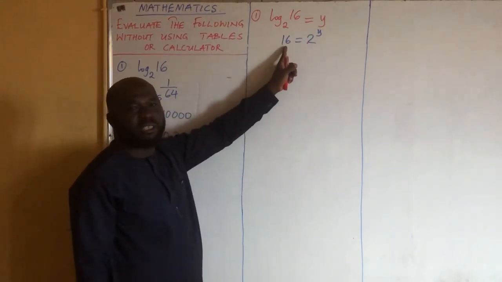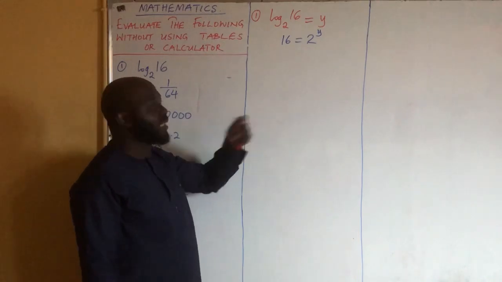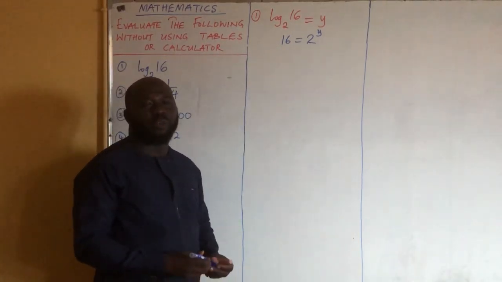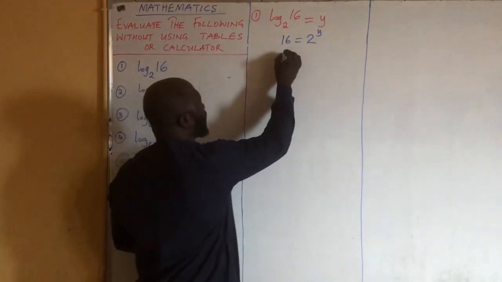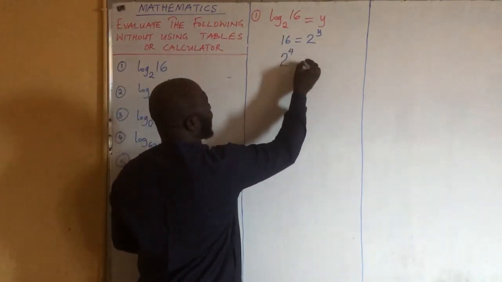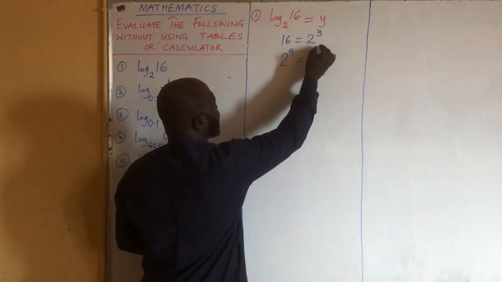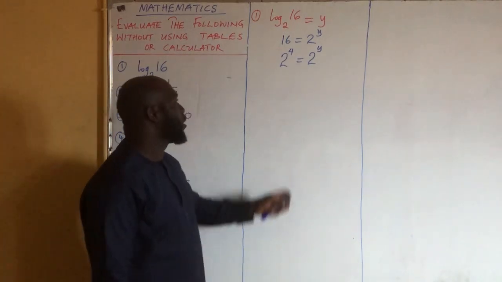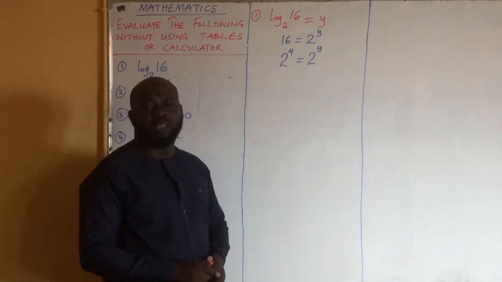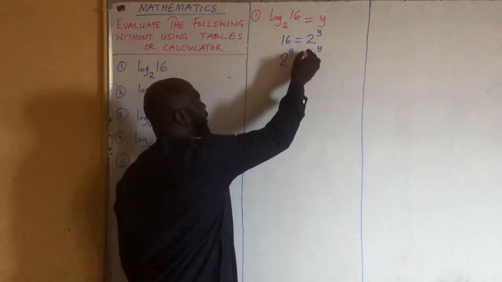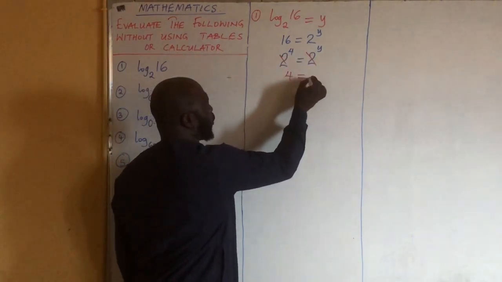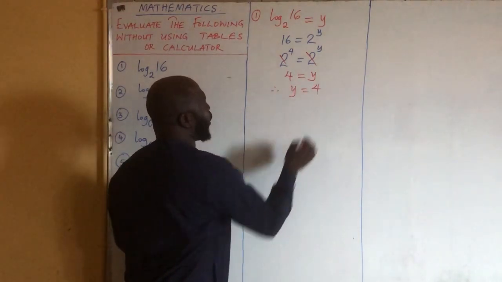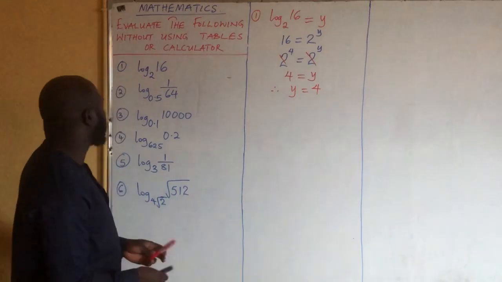How do we now turn 16 to another index form, in the same base as this 2? So 16 can be written as 2 raised to power 4, which equals 2 raised to power y. 2 raised to power 4 is equal to 2 raised to power y. And if you look at the two, they have the same base. So we can eliminate their bases, and we are left with 4 equals y, which at the same time means y equals 4. It's as simple as what we have seen on the board.